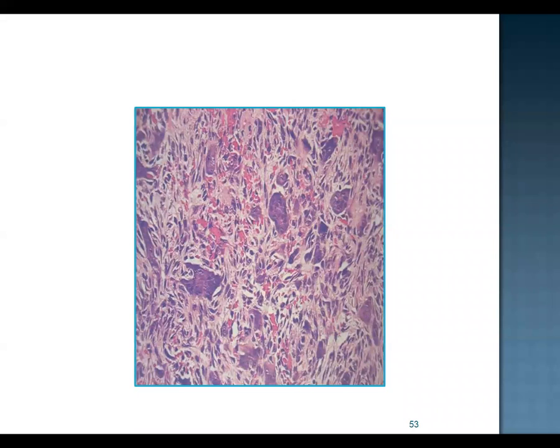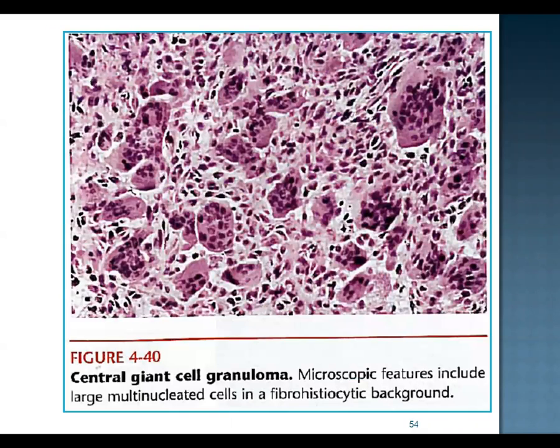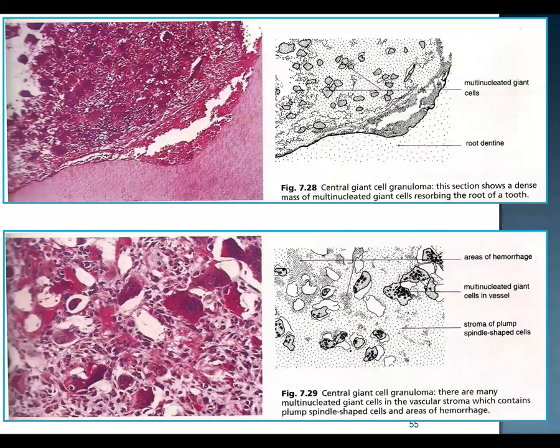Then the presence of fibroblasts in a connective tissue stroma and the collagen fiber bundles. So central giant cell granuloma shows a dense mass of multinucleated giant cells, and histopathologically they show multinucleated giant cells in a vascular stroma which contains plump spindle-shaped cells and hemorrhages.